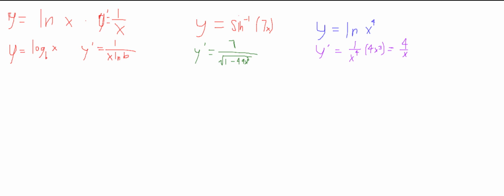Now the second way I mentioned is that you can use the properties of logarithms and move the 4 forward. Now this is also 4 times ln x. And then you can use the constant multiple rule, and then easy as pie, you get 4 divided by x. Both ways give the same results.